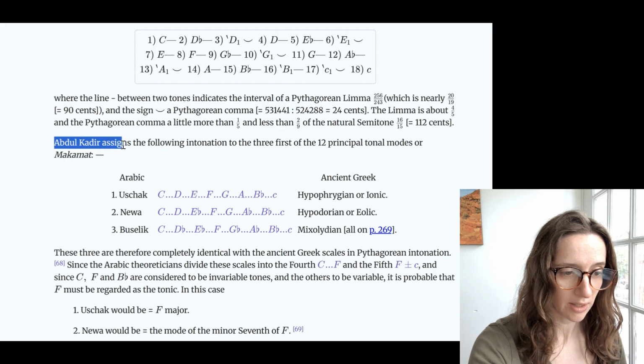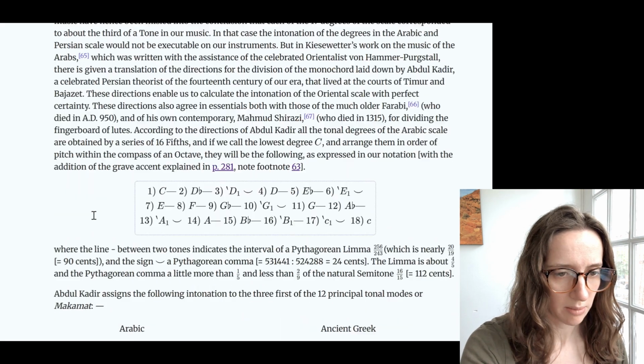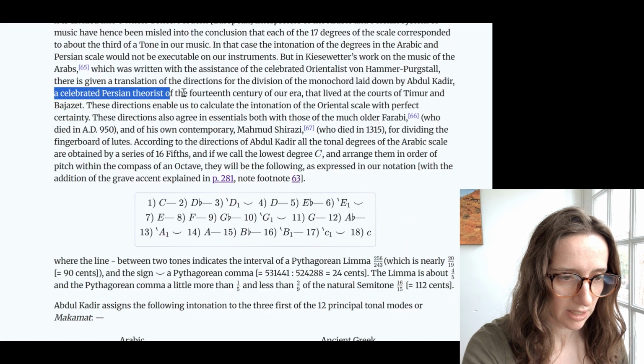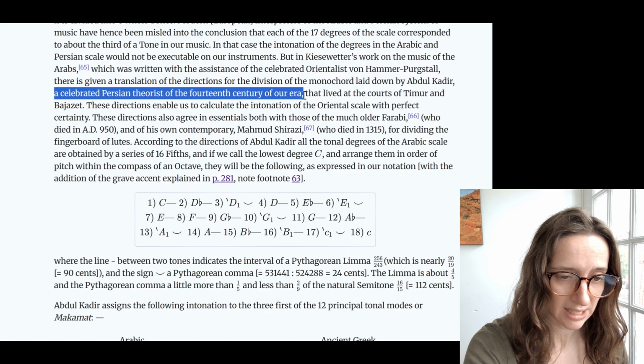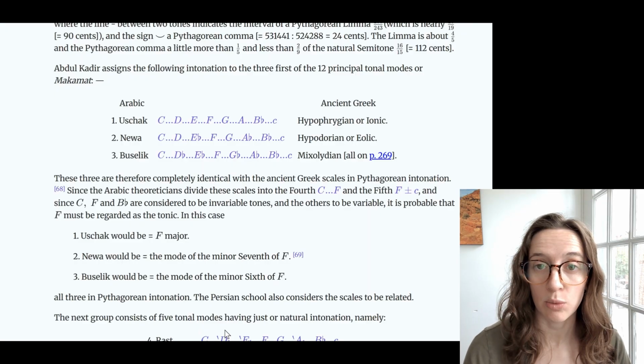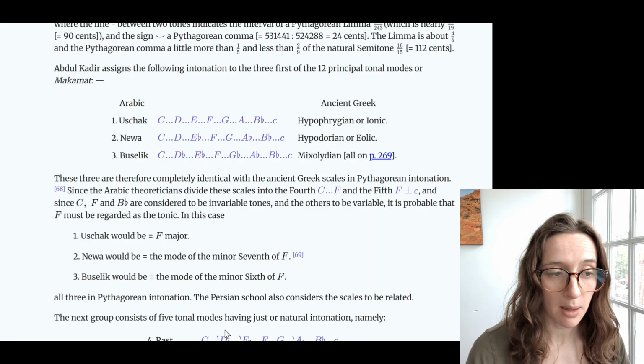Abdul Qadir assigns, hold on, let me tell you who that is. Abdul Qadir, a celebrated Persian theorist of the 14th century of our era. He laid down 12 principal tonal modes, or makamat.